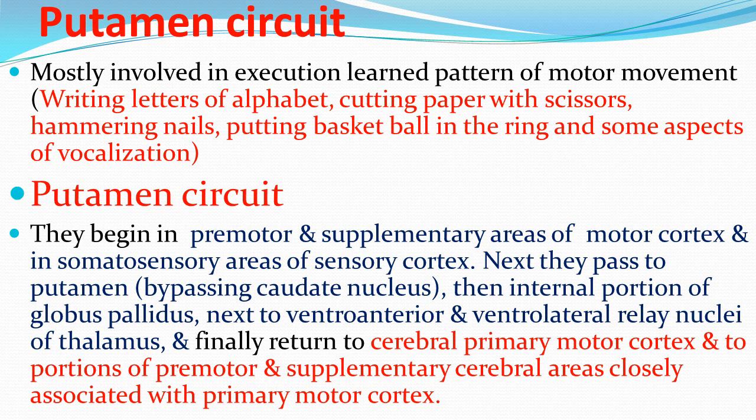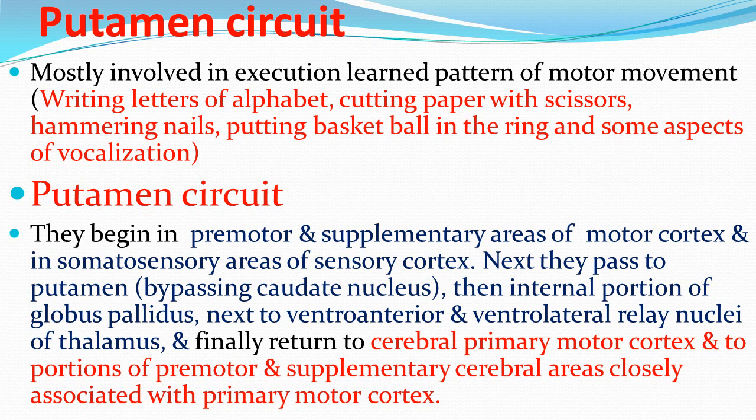Next to the ventroanterior and ventrolateral relay nuclei of the thalamus, and finally they return to the primary motor cortex and to the portion of the premotor and supplementary cortex closely associated with the primary motor cortex. The primary motor cortex gives impulses to the corticonuclear and corticospinal fibers, and the concerned muscles contract to execute the function.